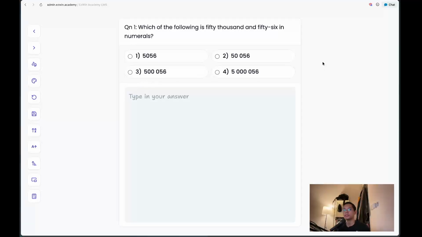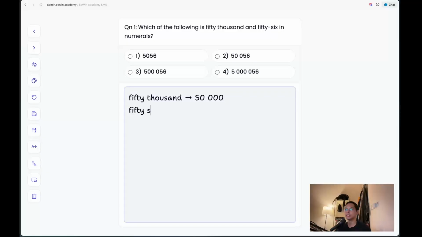Okay, so let's start with question 1. Which of the following is 50,000 and 56 in numerals? So if you were to put in 50,000, it looks something like this: 50, then 1, 2, 3, right? 50,000. So the next thing is, what is 56? So 56 will then be equal to 56, like this.